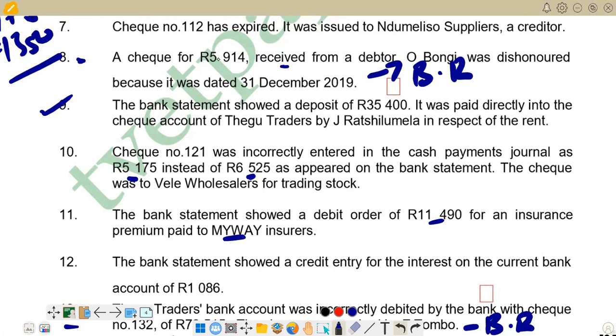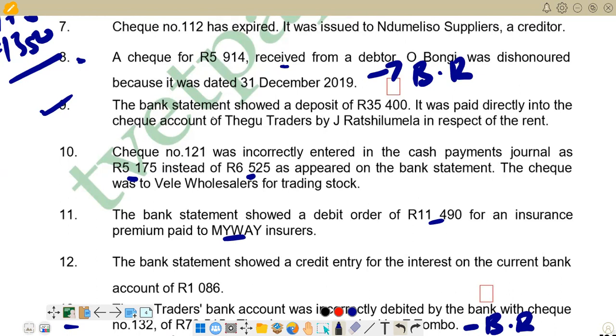Let's read it again and see what it actually requires. This check of 5,914 is a post-dated check, so it has to be recorded in the bank reconciliation. It won't be there in the bank account, but in the bank reconciliation we record it, since we are trying to reconcile what is in the bank but not yet recorded in the bank statement. So whenever we receive it, we credit in the bank reconciliation.